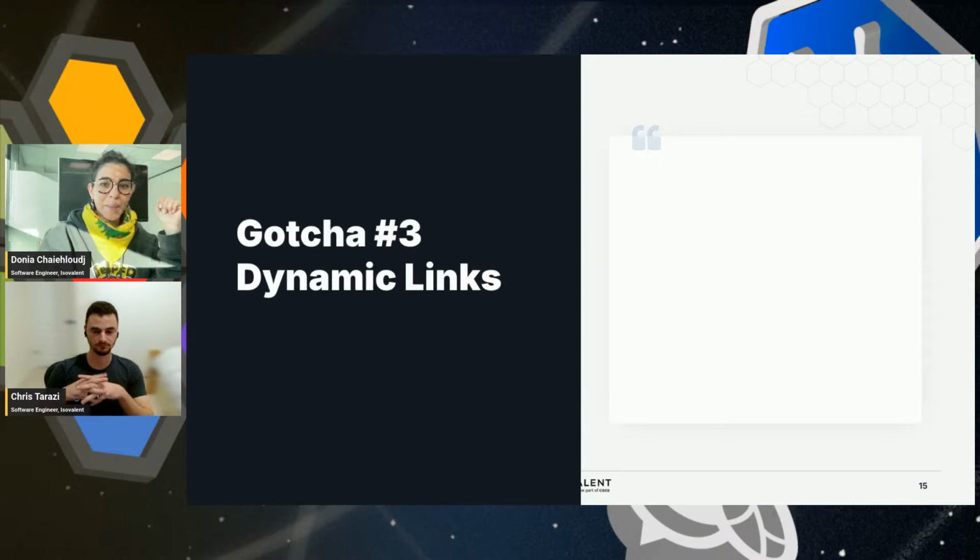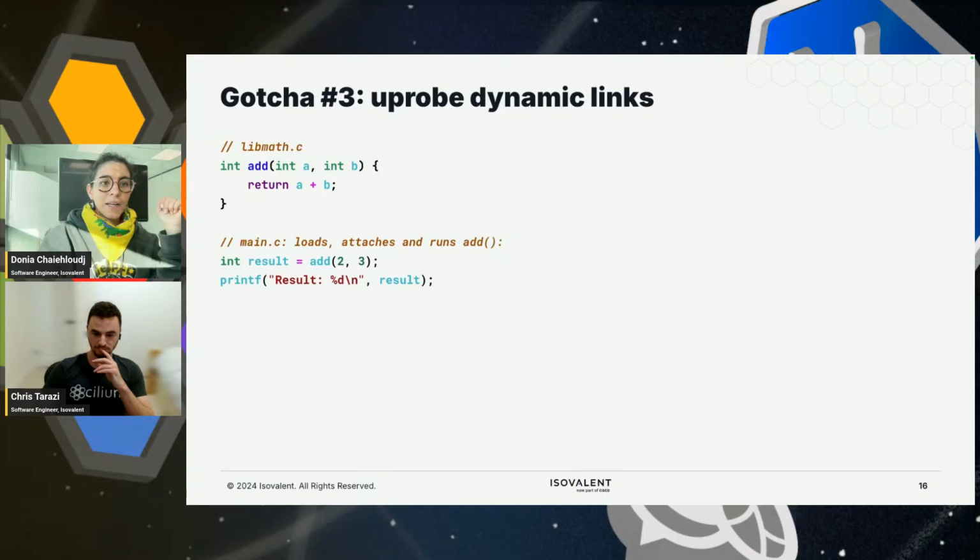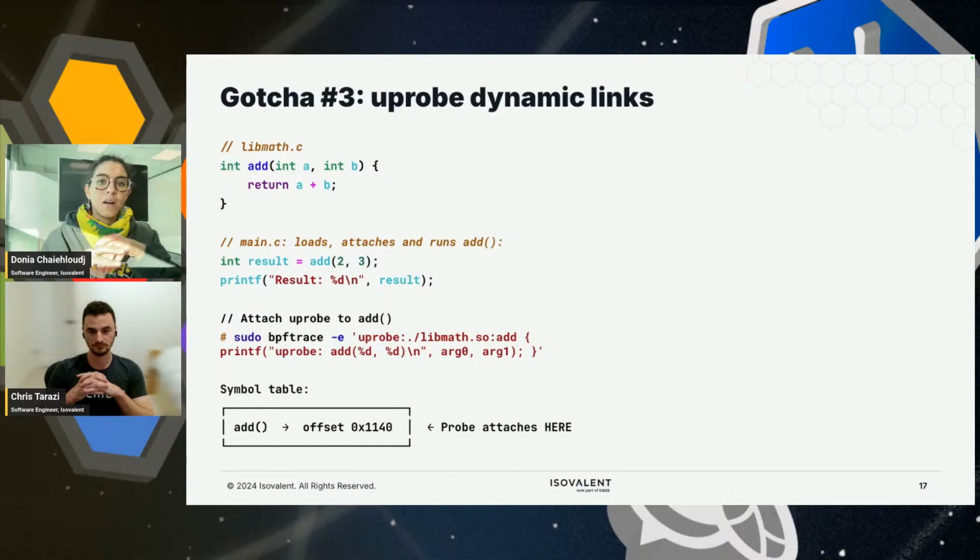Okay, let's move to gotcha number 3, dynamic links. Here is a simple library, libmath. It has one function add, taking 2 parameters and doing an addition. The main program is loading the library and calling the add function. After compilation of the library and the main program, we probe the add function using bpftrace, and we can check the symbol table, and we see that for the add function we have an offset, and the probe is going to be attached there.